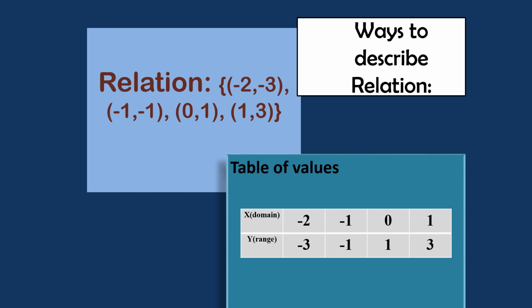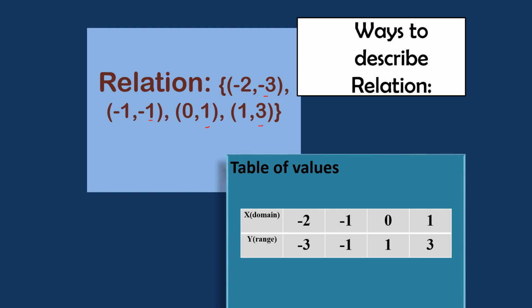Yung table of values, well, of course, alam na natin ito, nag-start na tong ituro sa atin noong high school. Okay? So, the first row consists of all the values of x. So, considering this relation, we will be describing this in a lot of ways. We have -2, we have -1, we have 0, and of course, we have 1. Tapos, sa y naman, we have -3, we have -1, we have 1, and we have 3.